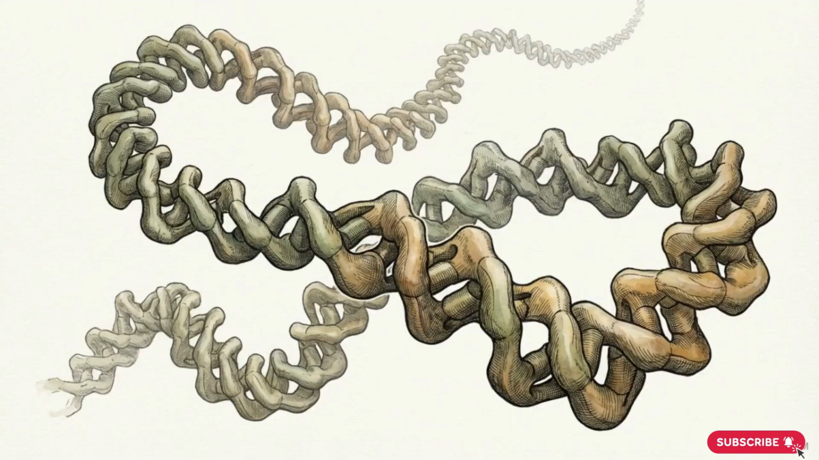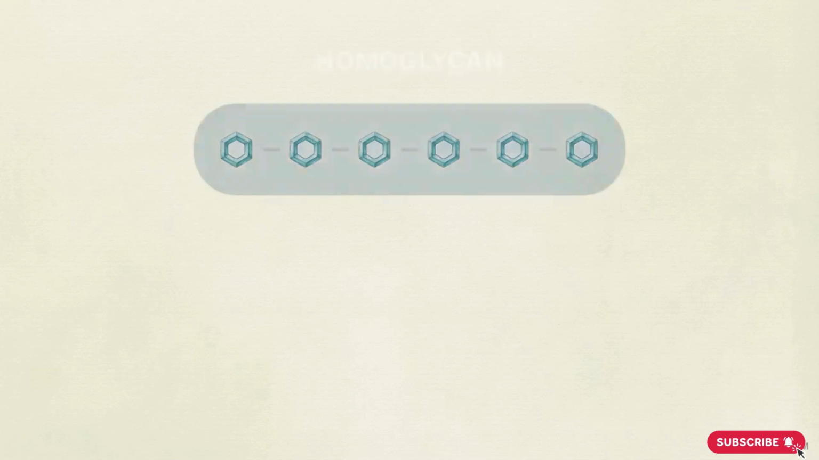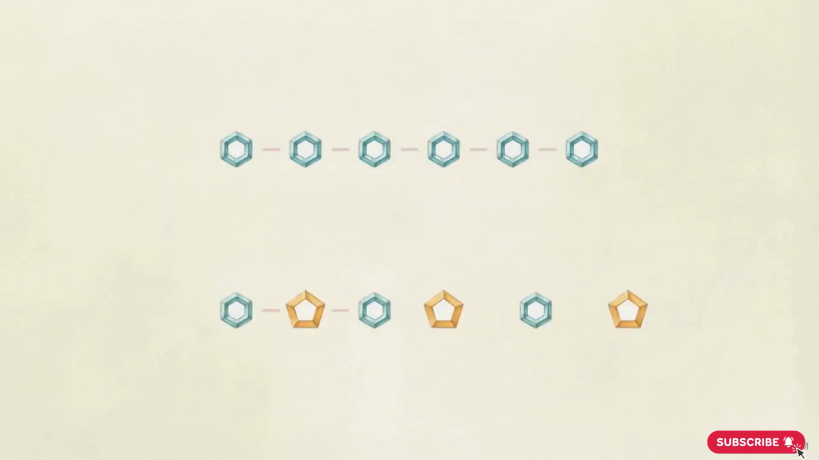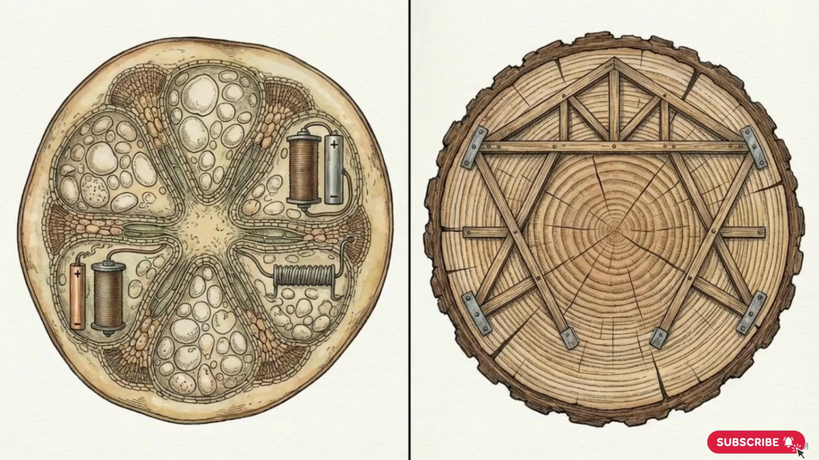The nature of these repeated linkages determines the final polysaccharide. Polymers built from a single type of monomer are homoglycans, while those utilizing distinct repeating units are heteroglycans. The angle of the glycosidic bond entirely dictates the biological role of the molecule. We see this explicitly when comparing starch, a biological battery, to cellulose, a structural frame.